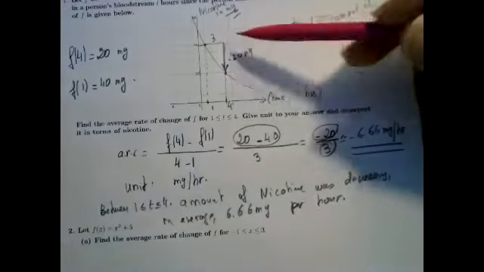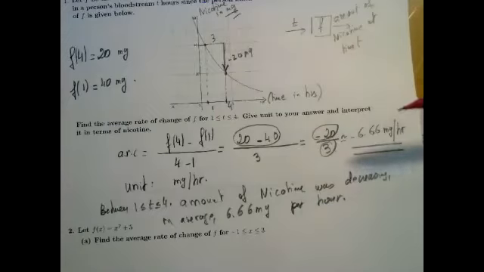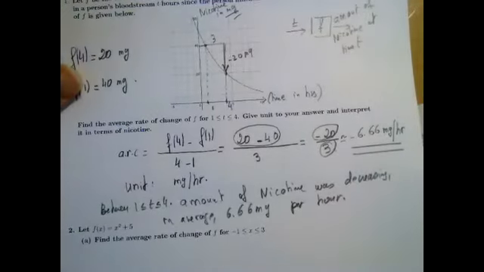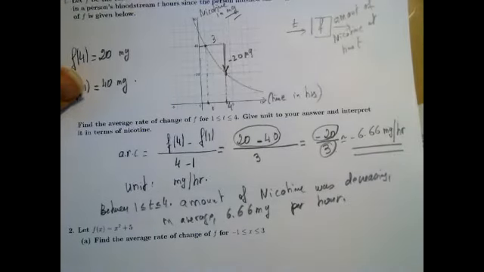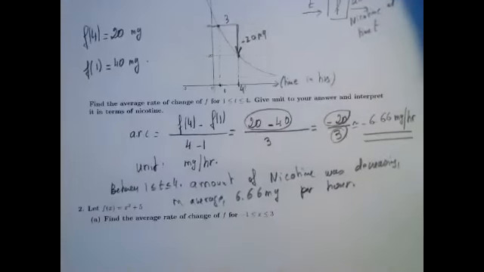Okay, so in 3 hours you lost 20, so you average 6 milligrams per hour. That's the meaning of the average rate of change. All right. Please ask questions as I move on. Please ask questions. That's the only way I know whether you understood or not.